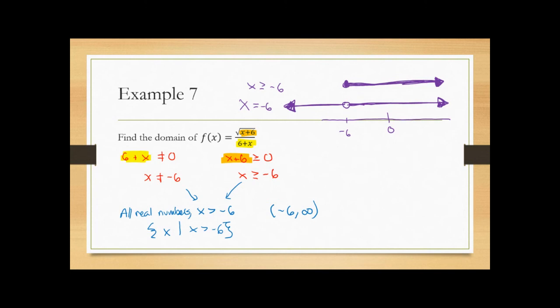So if you're looking at your solution for the domain, you want to look at where those two pictures are overlapping. Well, they are overlapping here. They both have that arrow going from negative 6 on, but they're not overlapping at negative 6, because one has a closed circle and one has an open circle. So that's why we have the parenthesis there: since it's not overlapping, negative 6 is not included. Are there any questions?